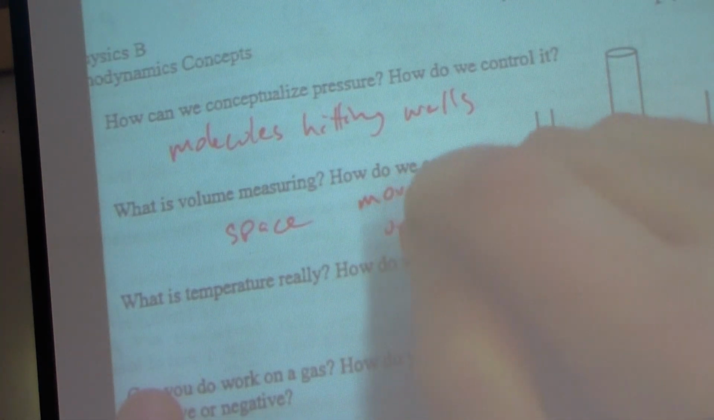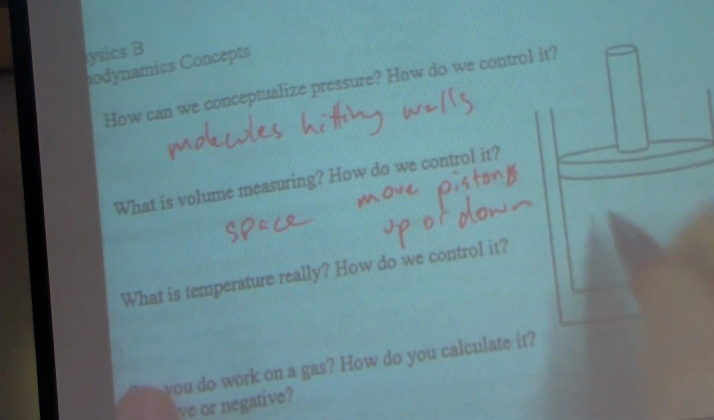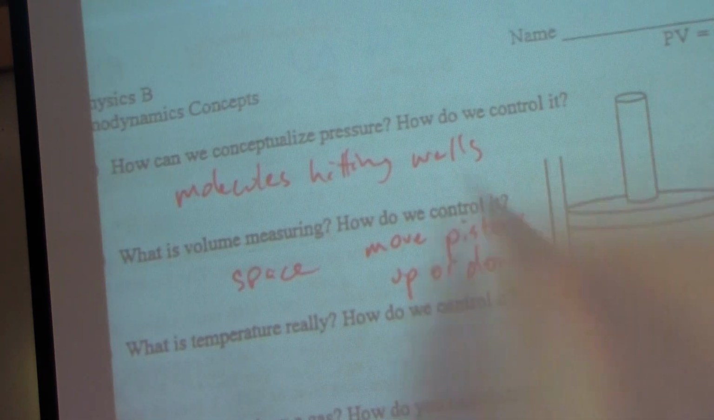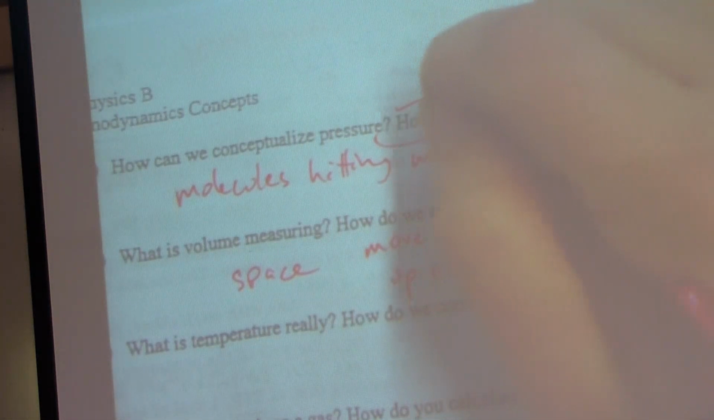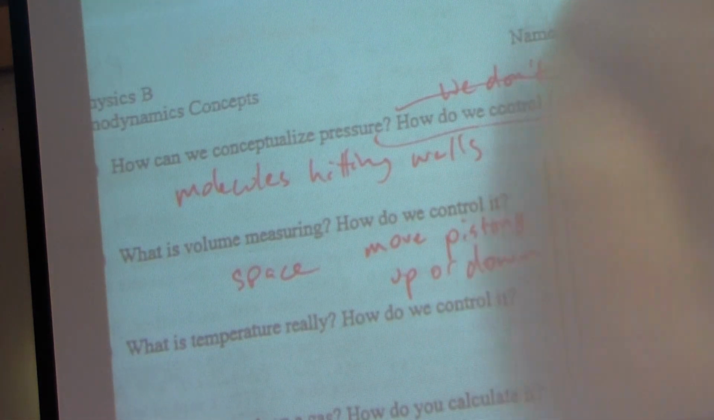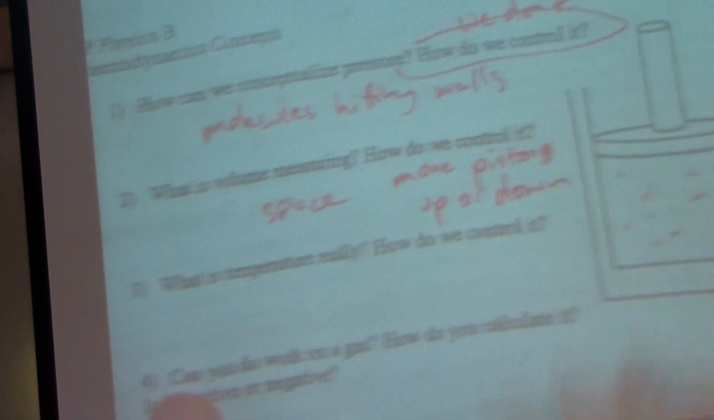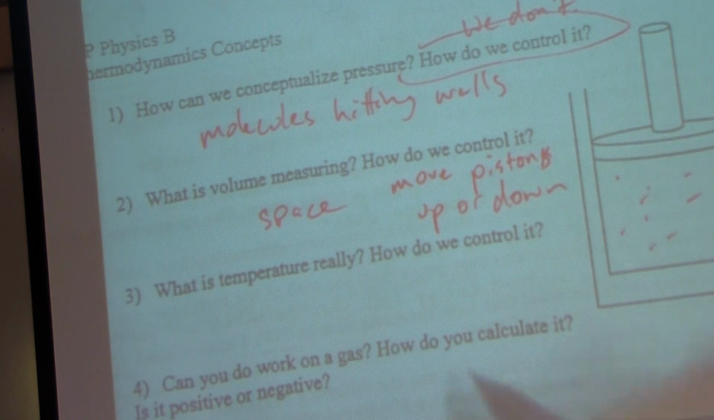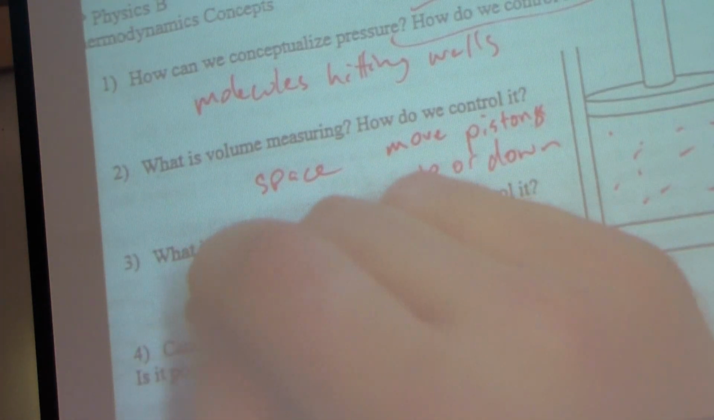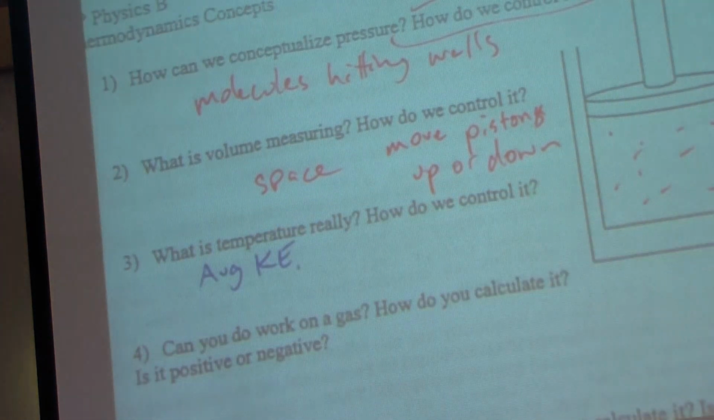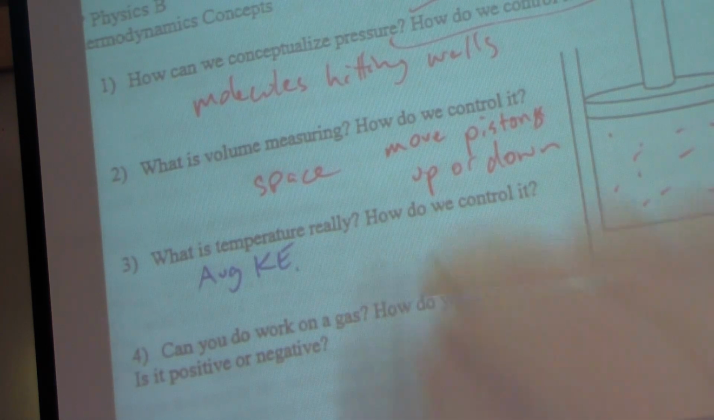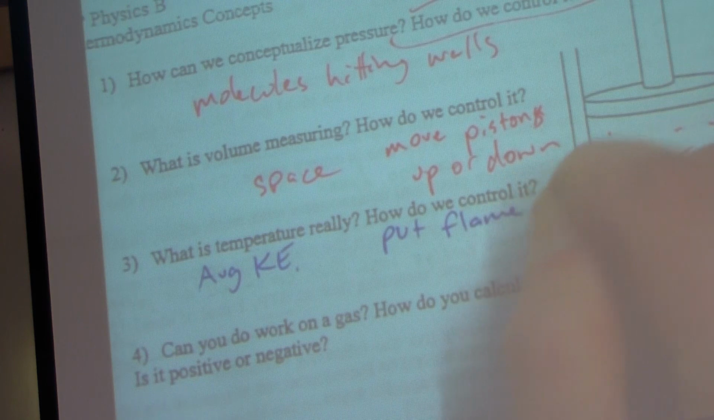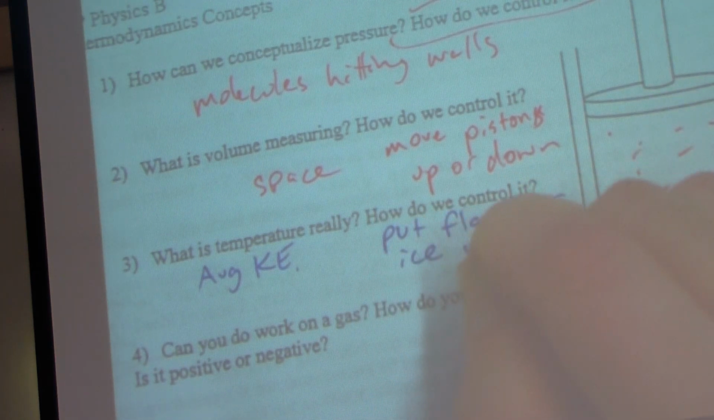piston up or down. So here's our gas inside here. You want to control volume, move it up and down. How do we control pressure? We don't. Okay? We don't really control pressure. We control other variables that help us control pressure. What's temperature really? Average kinetic energy. How do we control it? Put flame or ice under the piston.